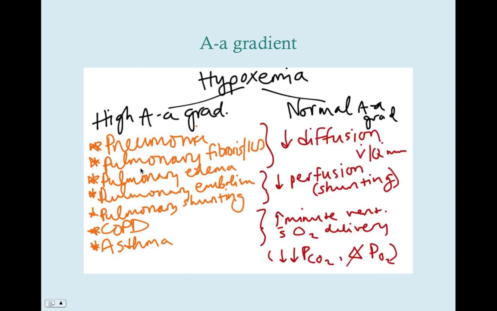So with pneumonia, pulmonary fibrosis, pulmonary edema, that's obvious because you're getting a decrease in diffusion. It's actually the tissue that's the problem. With pulmonary embolism and pulmonary shunting, you're getting a decrease in perfusion because the blood is not going to the oxygenated areas. With COPD and asthma, like I mentioned, you're getting an increased minute ventilation, but you're not getting oxygenation to the blood. You're only excreting CO2. And so your partial pressure of CO2 goes down, but you're not getting any change. If anything, your oxygen level is going to go down because you can't get the oxygen delivery. You can just get the CO2 out.